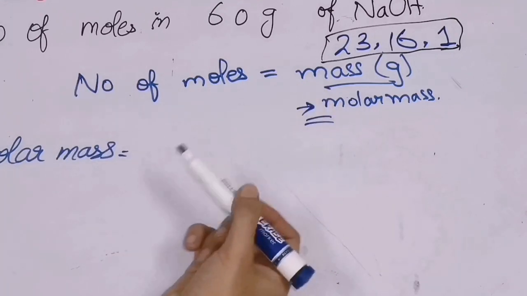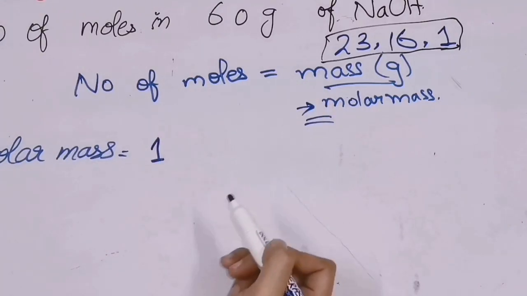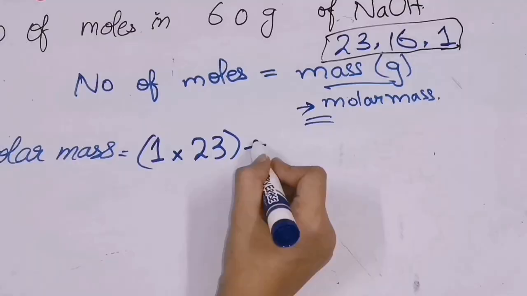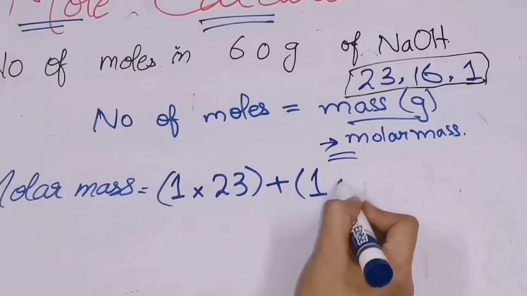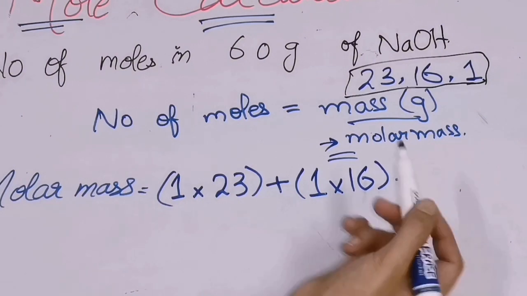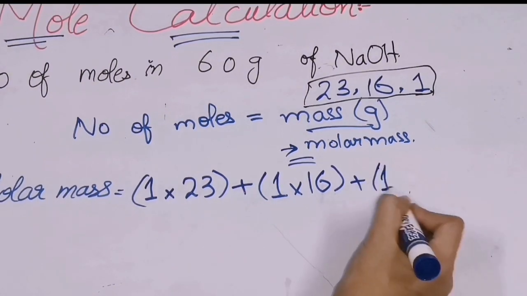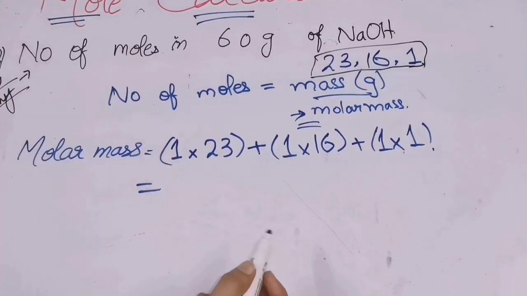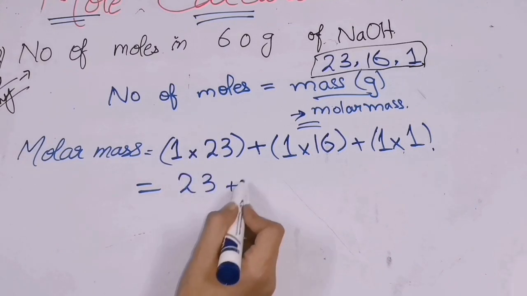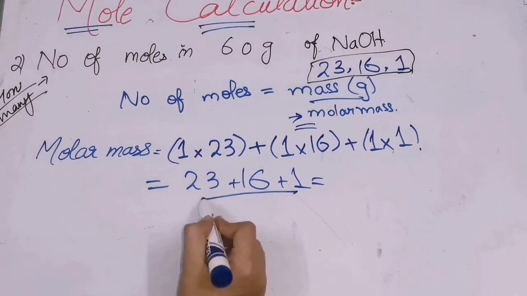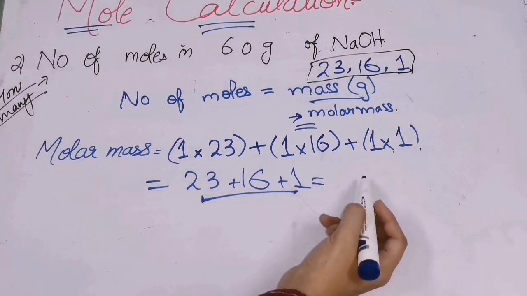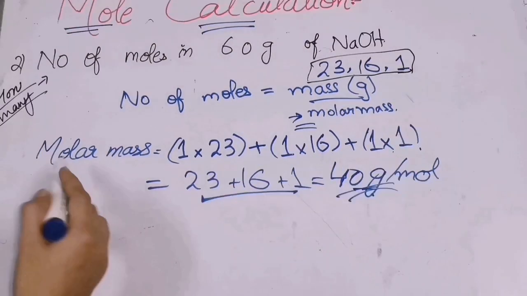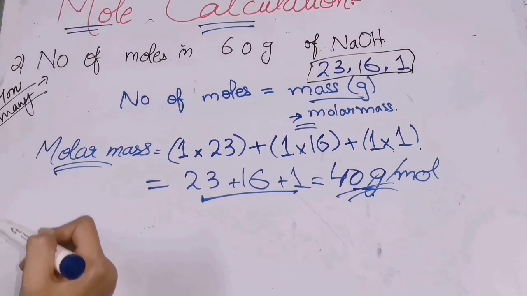Now, molar mass, how many sodium is present? 1. So we will write 1 multiplied by what is the atomic mass? 23. Okay? How many oxygen is present? 1. And what is the atomic mass? 16. Now the last one is hydrogen. How many hydrogens are present? 1. And what is the atomic mass? 1. Right? We will write it in this way. Now when we add all these, 23 plus 16 plus 1, we will get an answer 40. And when we write gram per mole, then this will be the molar mass of sodium hydroxide.